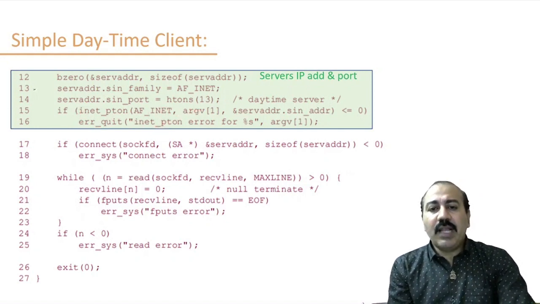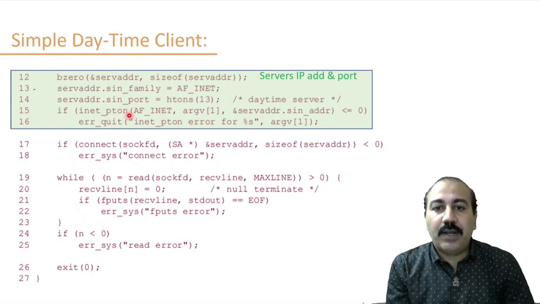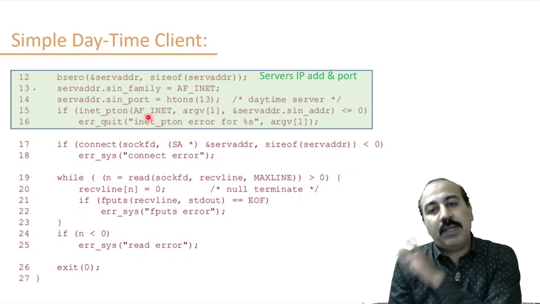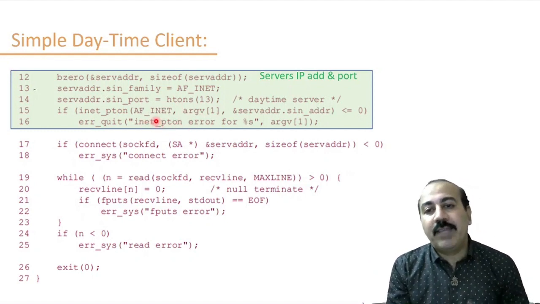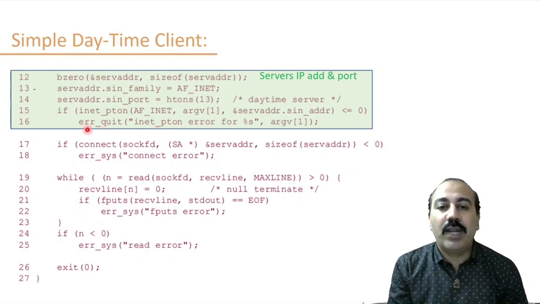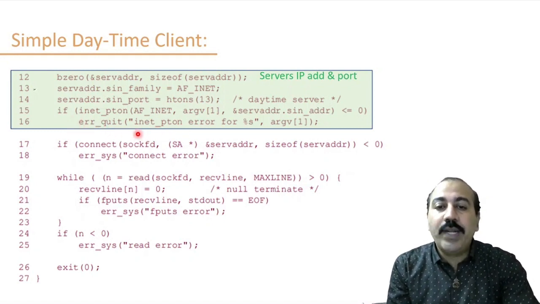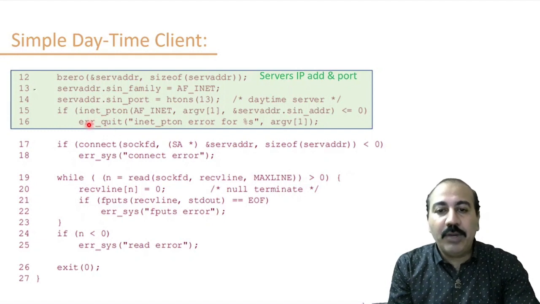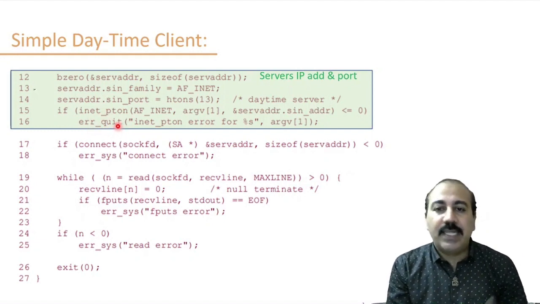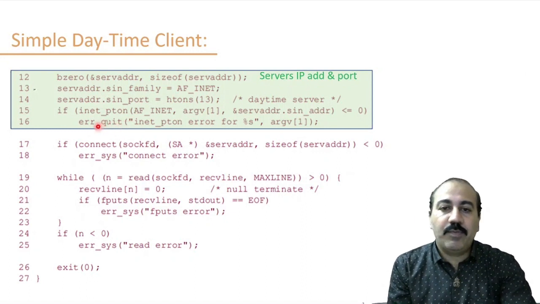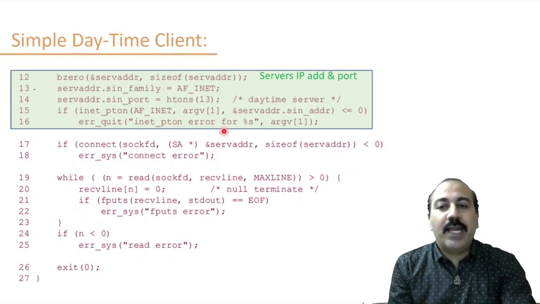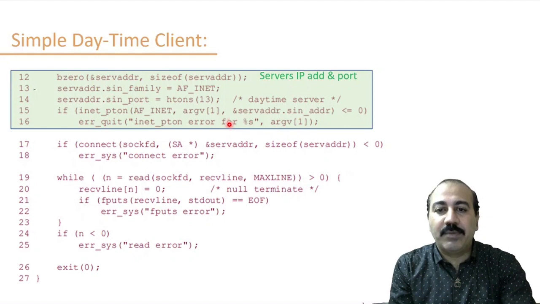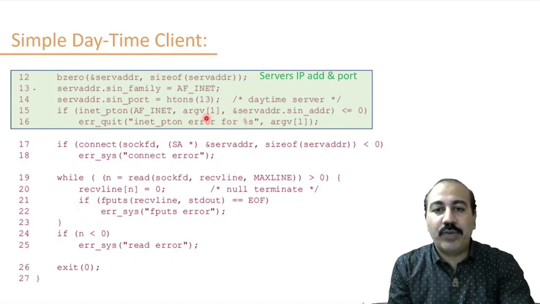So if there is any issue, for example, in converting the user format into machine understandable format, if there are any problems in converting, then I am calling another user defined function to quit the program, because when I am unable to convert the address formats, then there is no point in moving further. So I am calling the err_quit function, which will display an error message, saying that this IP address is not reachable or something like that, and then I will quit the program.